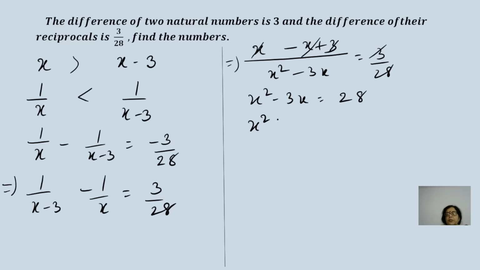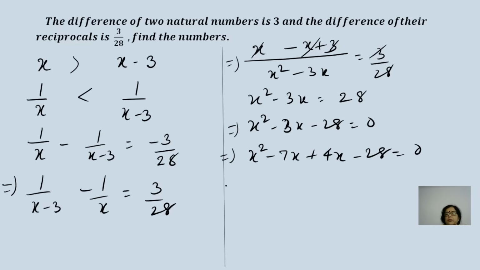So this becomes x squared minus 3x minus 28 is equal to 0. Now this can be easily solved. This is 28. So factors of 28 we can take as 7 and 4. So this becomes x squared minus 7x plus 4x minus 28 is equal to 0.